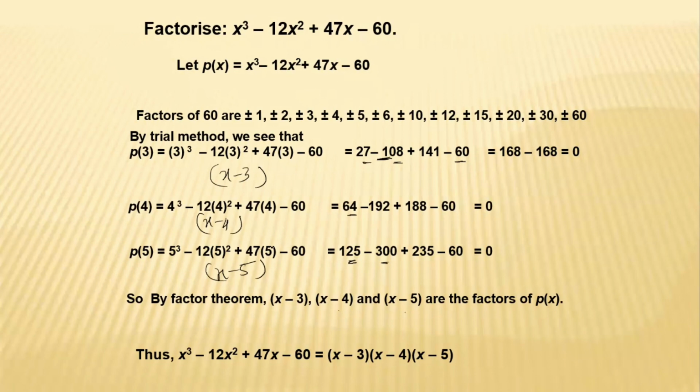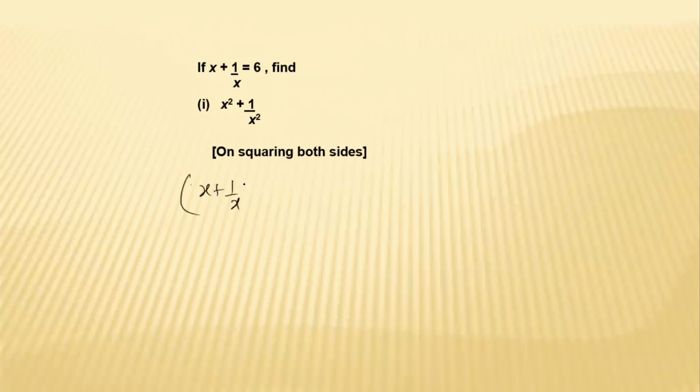Got it? With the help of the factor theorem, what we understand is that the remainder has to be 0. Okay. If x plus 1 upon x is equal to 6, find x square plus 1 upon x square. So what do we do here? We square both sides. Square both sides of this. So x plus 1 upon x the whole square is equal to 6 square.